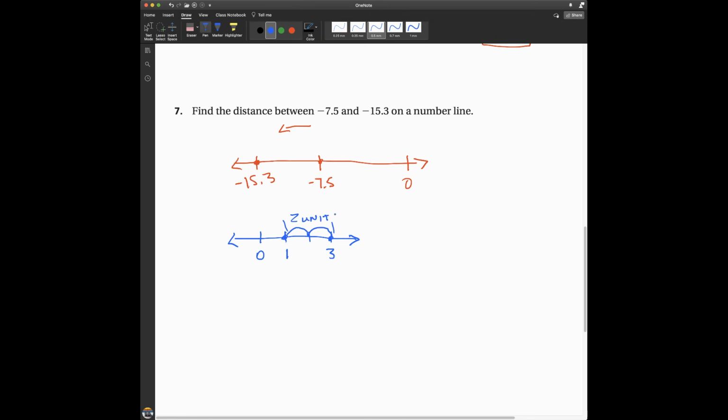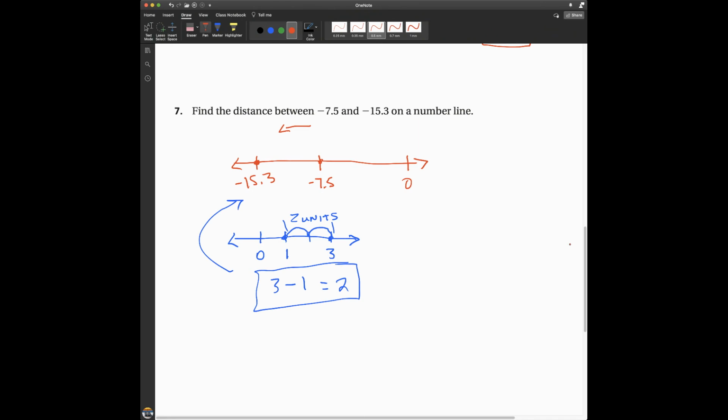But is there a way I can look at this mathematically so that I can get an answer of 2? There is. I can set up a subtraction problem. Remember, that's what this section's about, subtraction. So 3 minus 1 is 2, and that tells me the distance between these two numbers on a number line. So here is the process that I need to use for this problem.